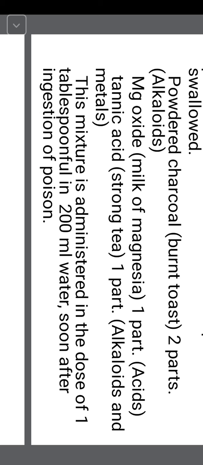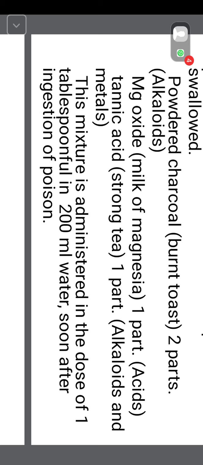It is to be mixed. This mixture is to be administered in a dose of 1 tablespoonful in 200 ml water. मतलब 1 चम्मच भर के ये मिक्सचर लेना है. 2 parts of powdered charcoal, 1 part of magnesium oxide and 1 part of tannic acid. These 3 things are to be taken in this proportion, 2:1:1, and 1 tablespoonful of such a mixture is added in 200 ml water, and it is to be given to swallow.